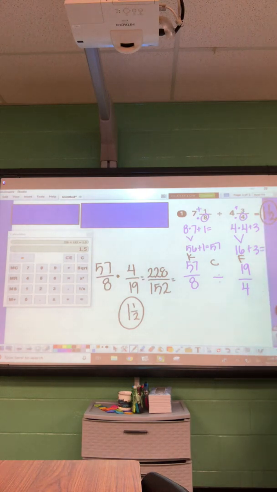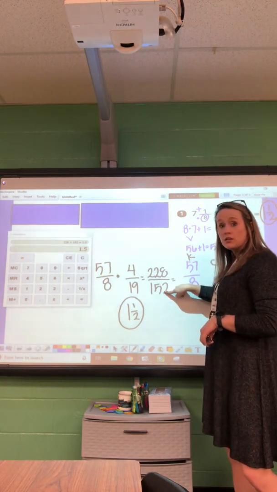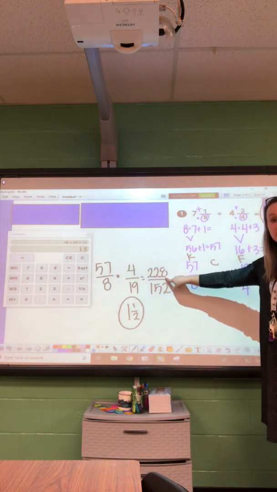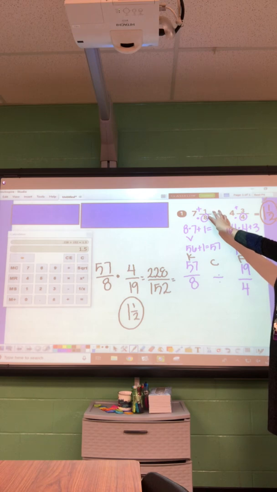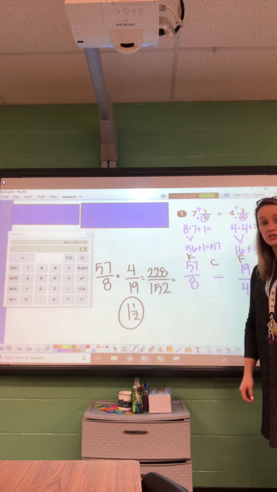That was a lot of work for one problem. You have to do this every single time. So again, don't worry so much on reducing. Just get that answer. Be sure you change these to improper and then multiply your top times top and bottom times bottom after you keep, change, flip.